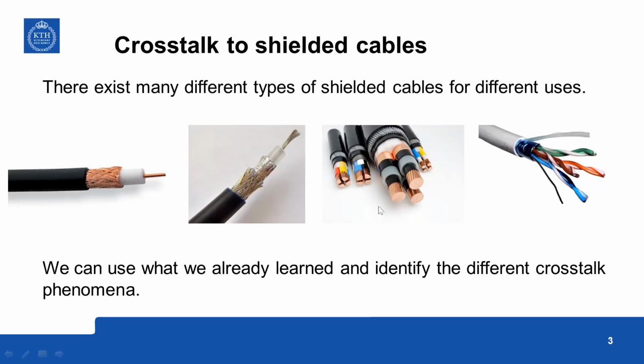There are many different types of shielded cables that we use very commonly. There can be signal cables or power cables. The analysis presented here is applicable for all these cables. However, for simplicity, we will be concentrating on a single core shielded wire cable as shown here.